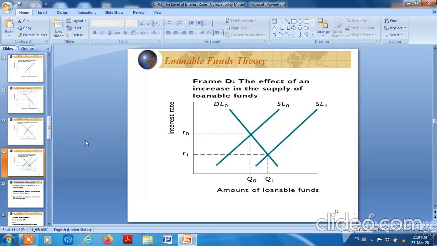It's temporary, it's dynamic. So, at frame D, for example, the effect of an increase in the supply of loanable funds: the supply function will move from SL0 to SL1. Accordingly, the amount of loanable funds will move from Q0 to Q1. This is the new intersection point, the new equilibrium point between SL1 and DL0. So the new interest rate will be R1. And this happened because the supply function moved down.